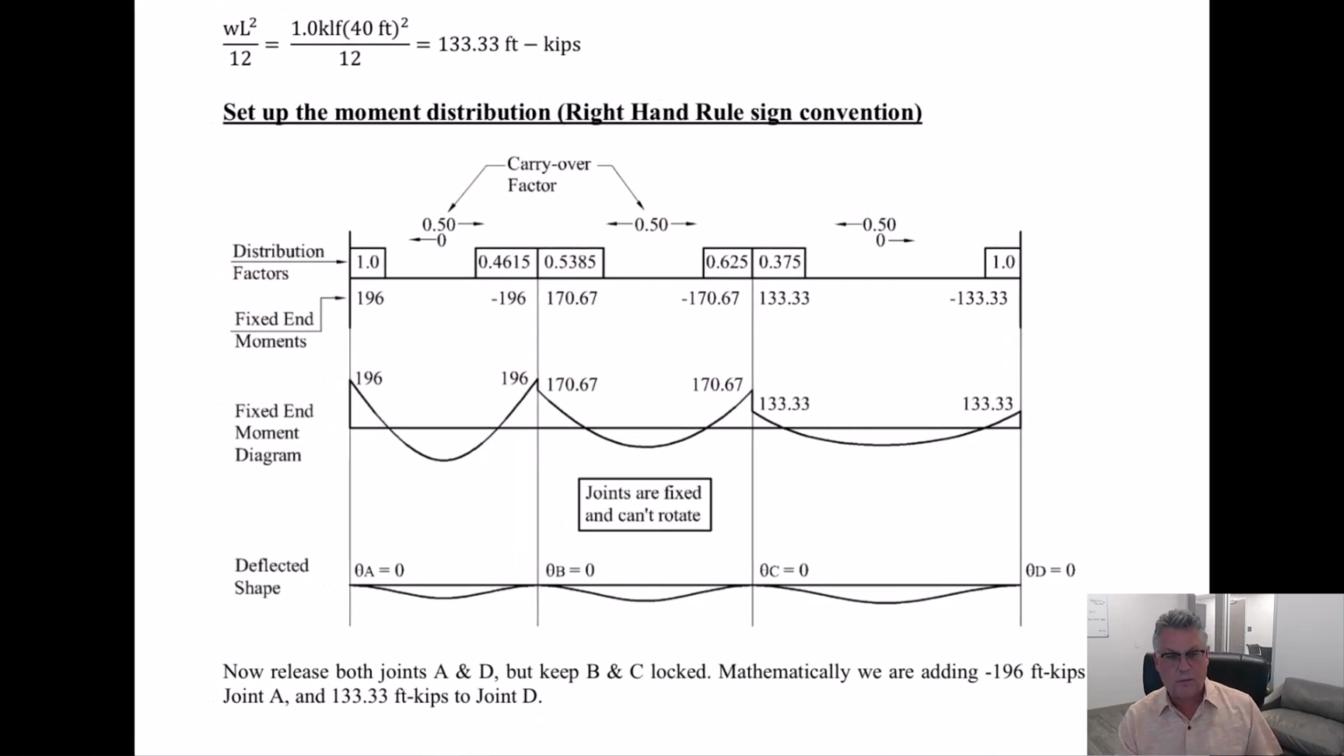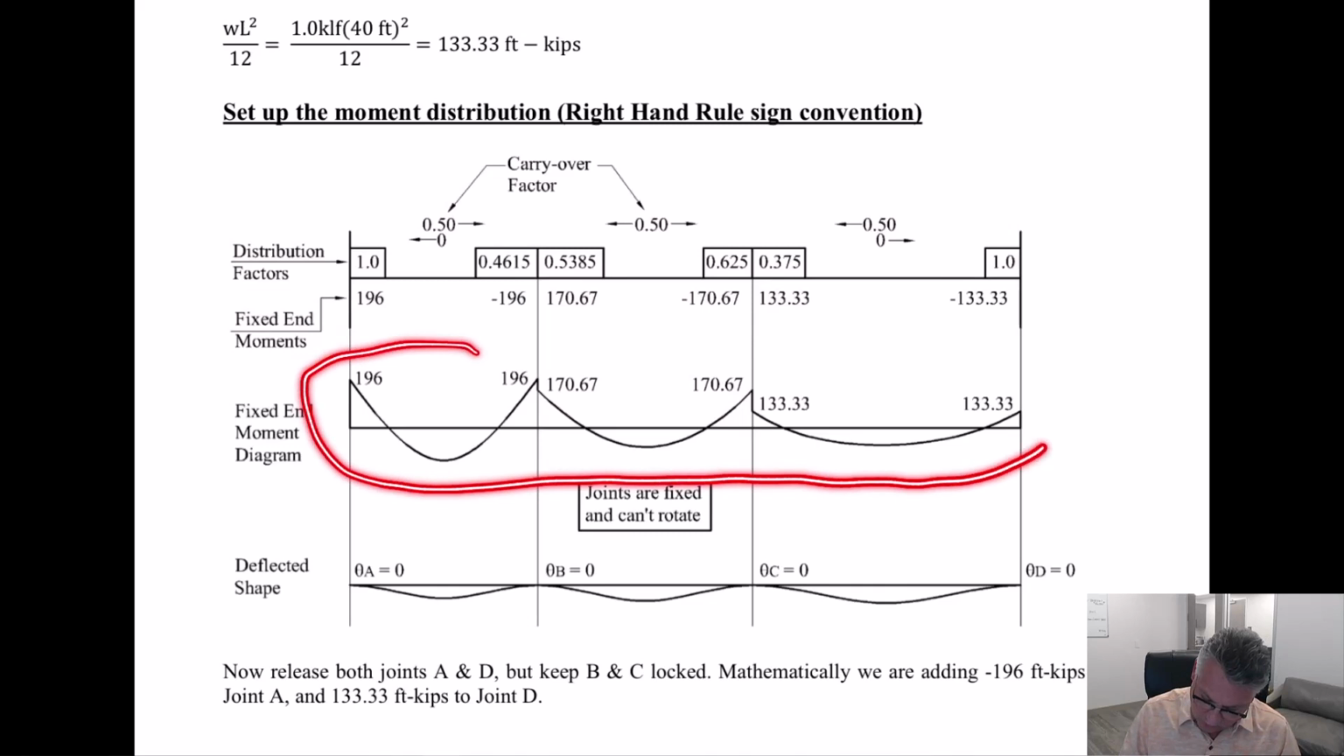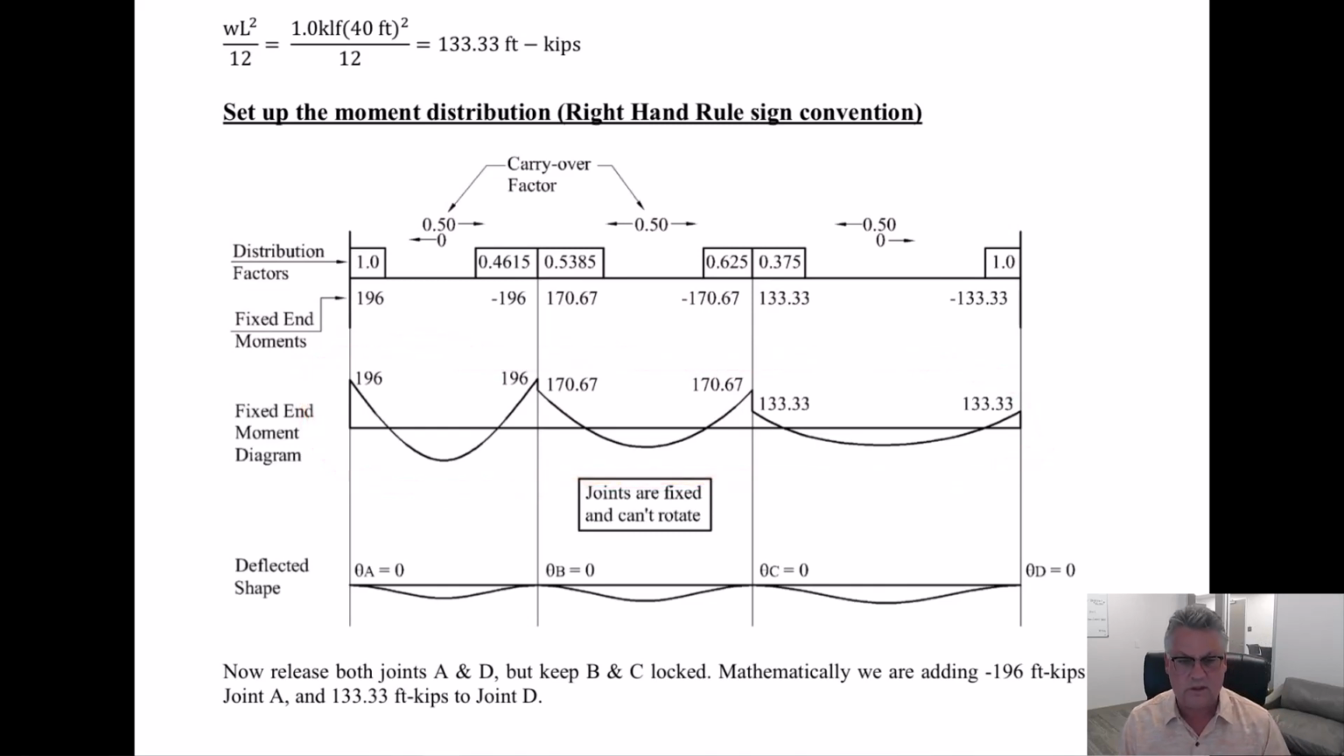Okay, so we're all set up. All the joints are set. The fixed end moments are in place. Right hand rule has been implemented. And this is the moment diagram at this moment in time, before we've done any distributions.